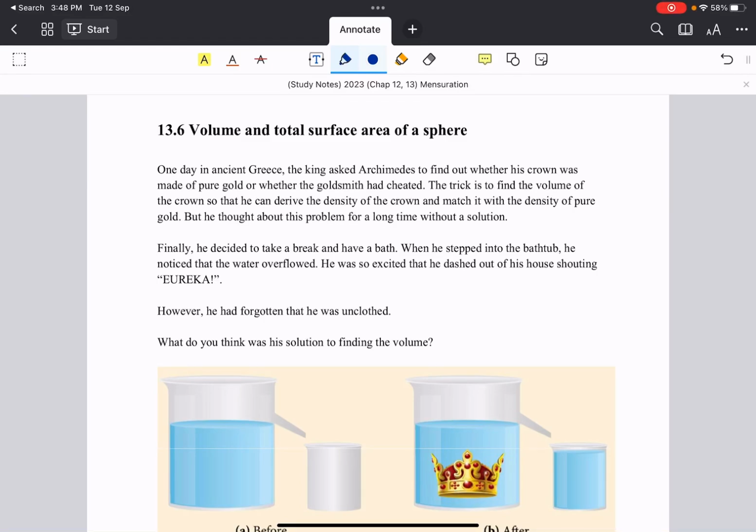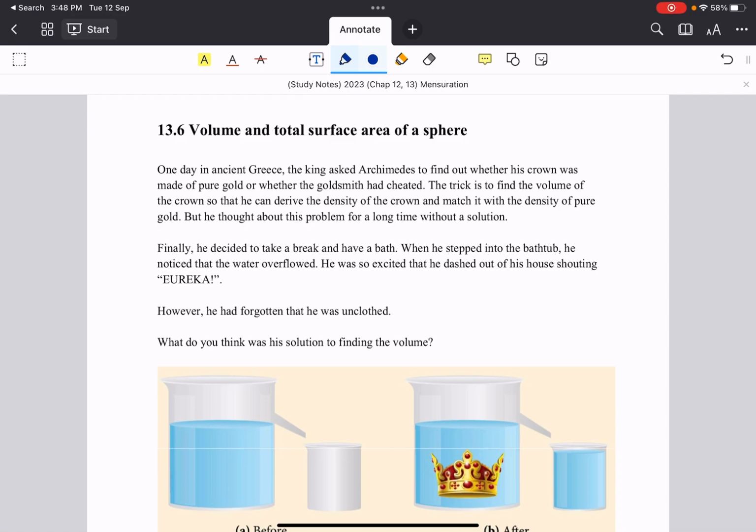Hello students, welcome back. In the next section, we'll be looking at the volume and the total surface area of a sphere. There's an interesting story about how the Greek mathematician Archimedes figured out a way to measure the volume of the sphere, or any irregular shape for that matter. I'll leave it to you to read it on its own.